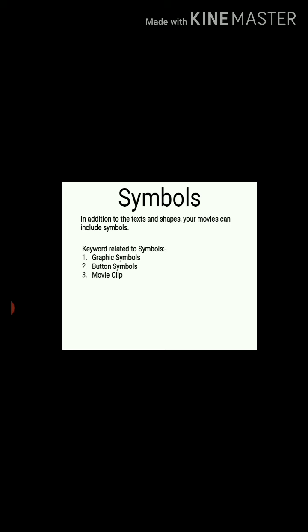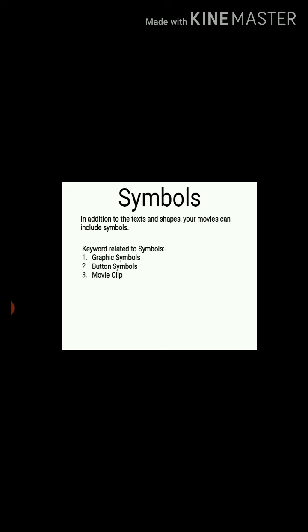Symbols. What is a symbol? Whatever data like text, shapes, movies you give to Flash, all these are called symbols. Some important keywords of symbols are graphic, button symbol, and movie clip.